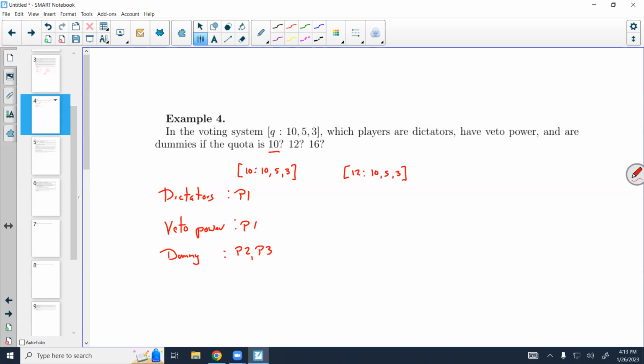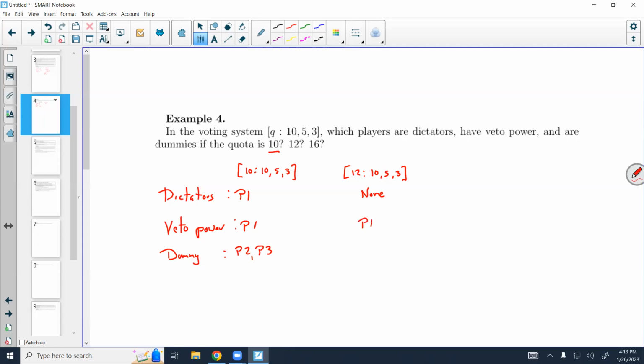Now, do I have any dictators? Nobody has a weight of 12, right? So there's no dictators. Now, starting off looking at player 1. Do I have to have player 1 in order for this to pass? Yes. So player 1 has veto power.